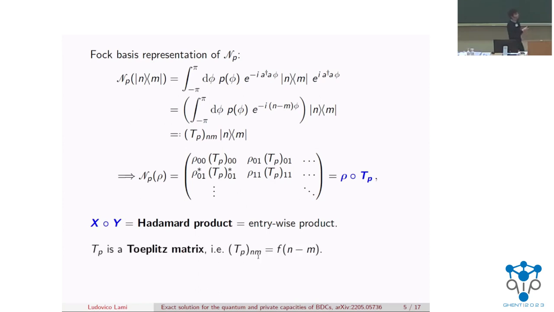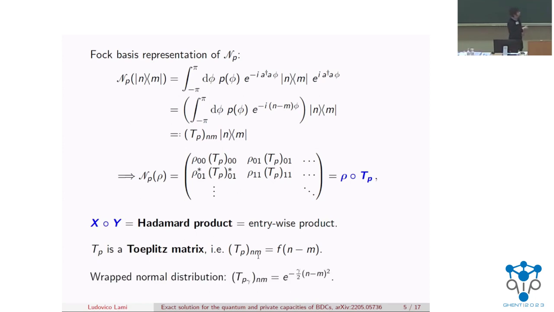Okay, and the other peculiar feature here is that this Toeplitz matrix, whose coefficients are the Fourier coefficients of P, is a Toeplitz matrix. What does it mean? It means that the entry just depends on the difference between n and m. So the value of the entry depends just on the difference between the indexes. This will be kind of crucial.